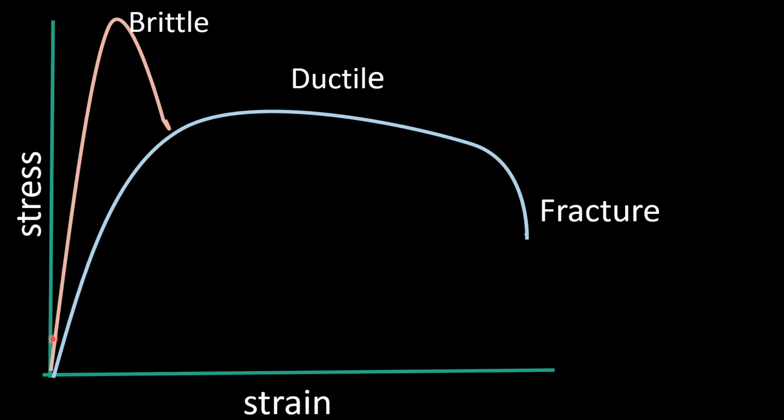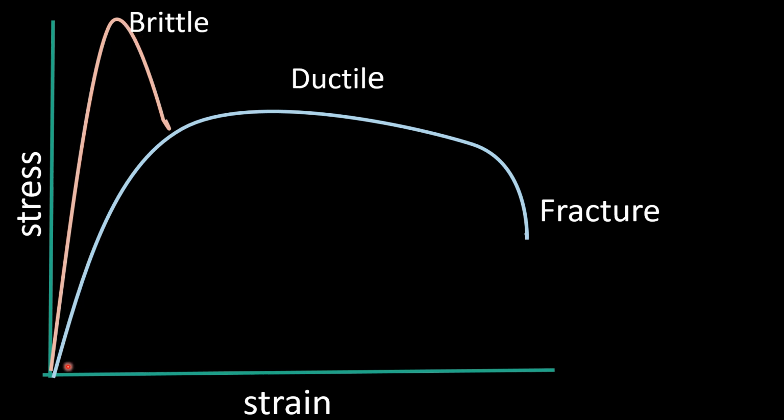This one is the stress and strain curve. Here you can see that when you apply stress, there is strain. For example, for a brittle material, when you apply stress, then after certain limits there will be a fracture point. That is, the material will get fractured or shattered. This is for the brittle material.